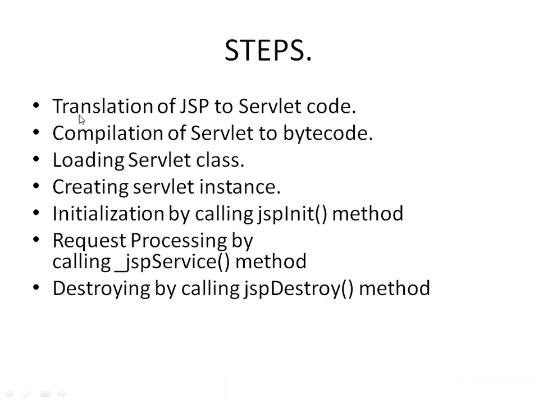First of all, the web container has to translate the JSP code to servlet code. Servlet code has the extension .java, we know very well. Second step is to compile the servlet code into bytecode. Bytecode has the extension .class. Third step is to load the servlet class, and fourth step is creating the servlet instances. So what is meant by instance? Nothing but objects. It's creating the servlet objects.